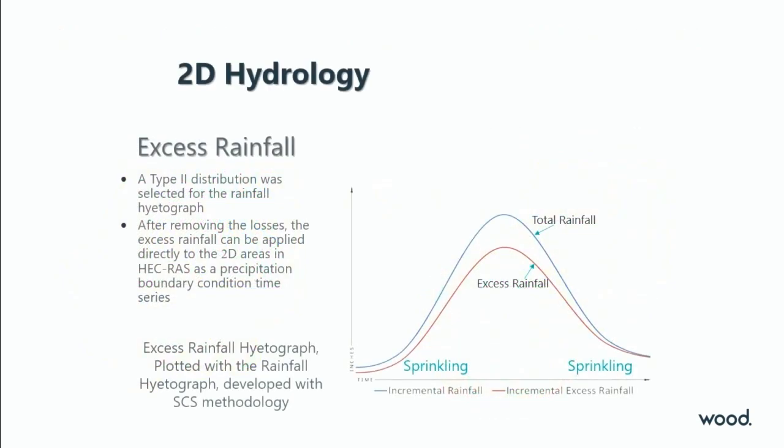So to show you how this works, this is not a real event that we used. It's a hypothetical event, a simulation of a type 2 distribution. It sprinkles, it sprinkles a little harder, and then it rains like pouring it out of a bucket, and then it sprinkles again. And that's the event. You can see the blue line being the total rainfall, the red line being the excess, and the difference between the two being that amount of rainfall that stayed at its landing area or went into the soil, basically just did not leave the area that it fell into.